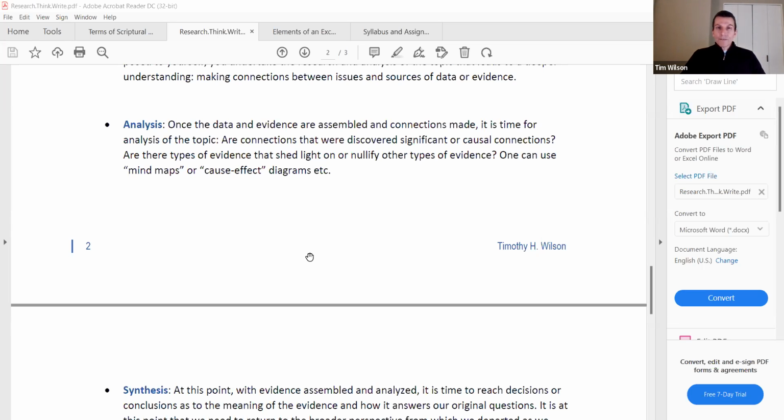Are there certain types of evidence that shed light on or nullify other types of evidence? If you've read a secondary source that says the play's really all about this, and then you've looked at the text and you want to point out that another quote or another section seems to say the opposite, and that's supported by another secondary source as well, you can say, okay, well, I can maybe put that one aside for now because I really side with this one, because I think it explains and accounts for the claim made by the other interpretation.